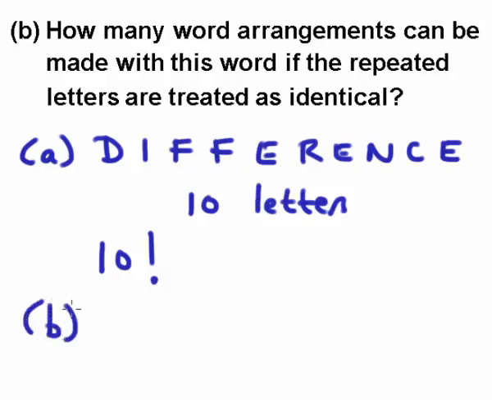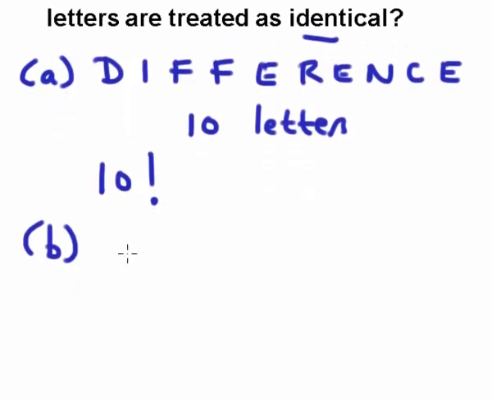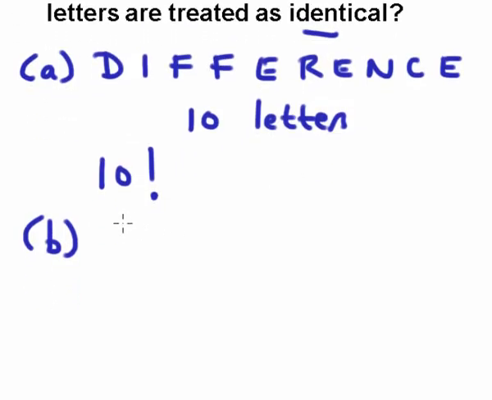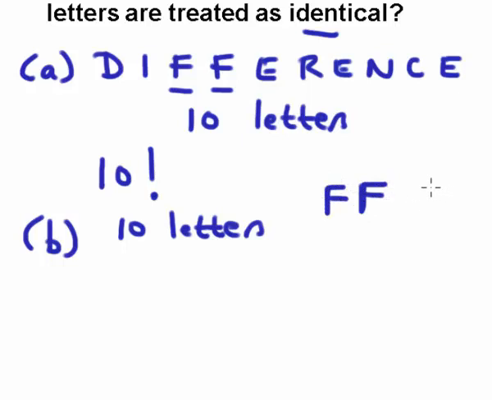But in number B, if the letters are treated as identical, you've got 10 letters. Now what are the repeats? If you look at the F's, there's an F and an F. So the F is repeated twice. So we've got 2 F's there, and this is 2 factorial.